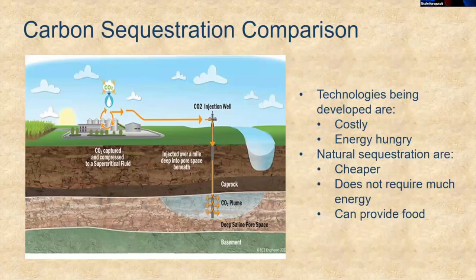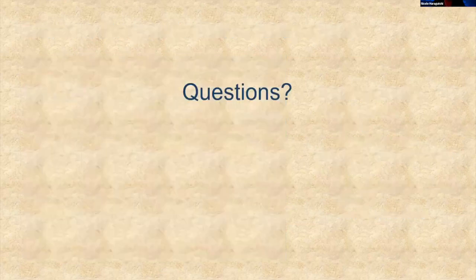In comparison, the technologies developed today for carbon sequestration are very expensive, and they use a lot of energy, which can create even more carbon in our air. My proposal is ocean farms using the salps, natural sequestration that is way cheaper than these technologies. They do not require that much energy, and they can also provide food for the population. Thank you so much for listening.